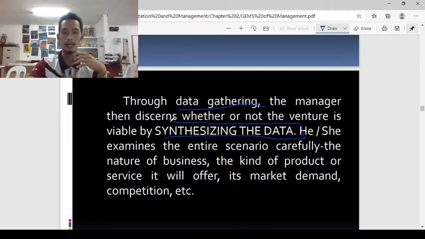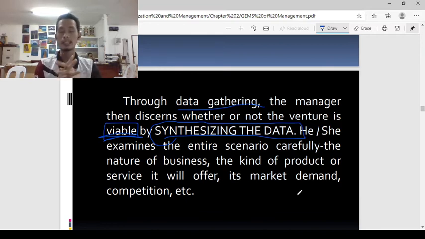Now, through data gathering, the manager then discerns whether or not the venture is viable by synthesizing the data. After gathering data, synthesize mo siya, and after analyzing the data, you can now determine whether the business is viable or feasible. So, later in class, ABM students, in your research you will be doing a feasibility study to know whether such business is feasible or not. That is actually data gathering. And that is very important in managing an organization.